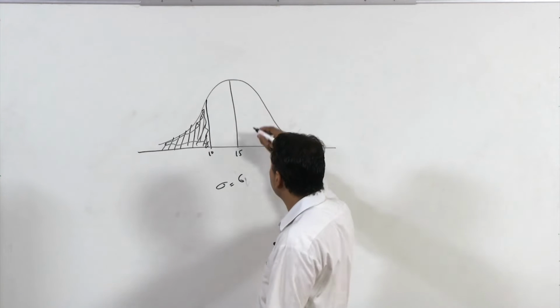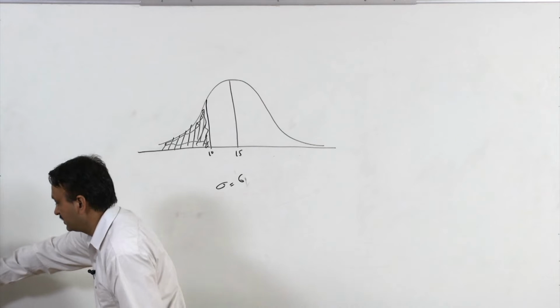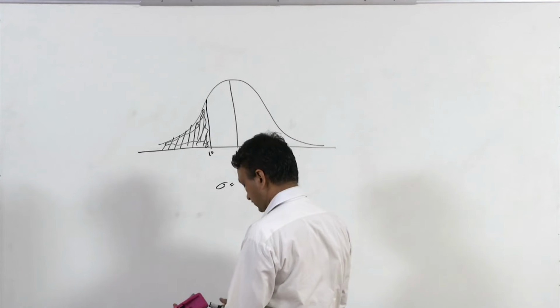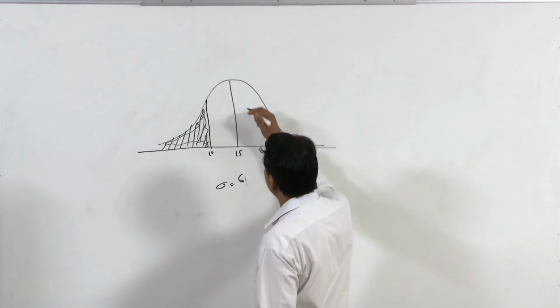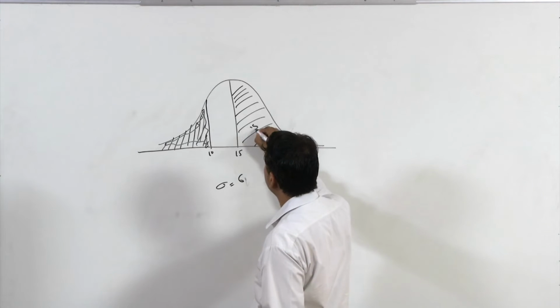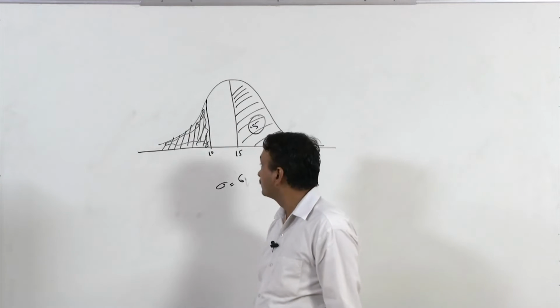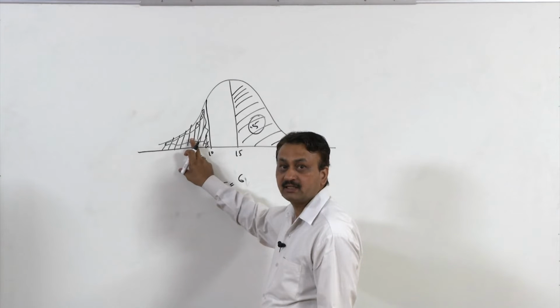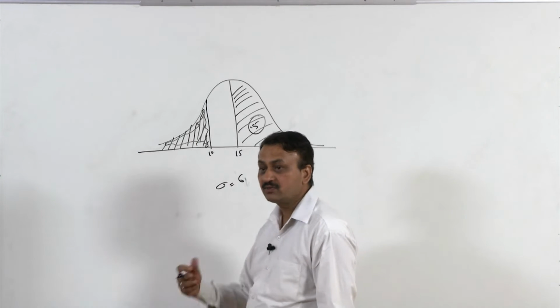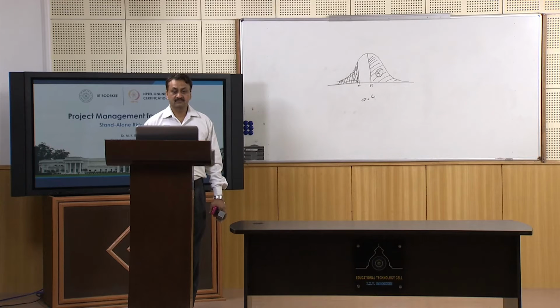And we also know that this particular area is 0.5, right, and this is 0.5. So how to find out this particular area? For this you need to use the Z table, right, and this is the Z table.